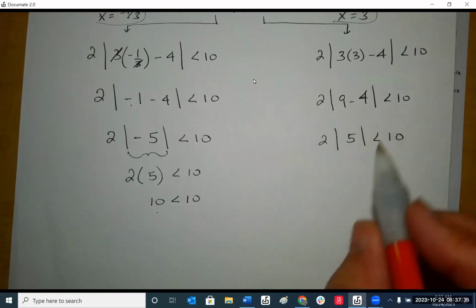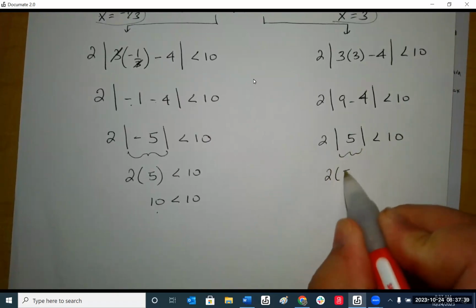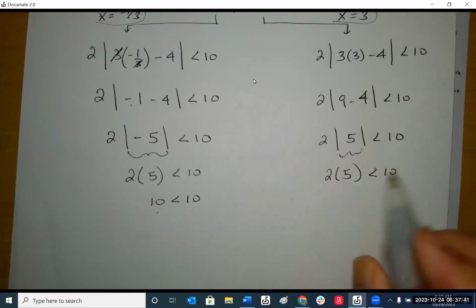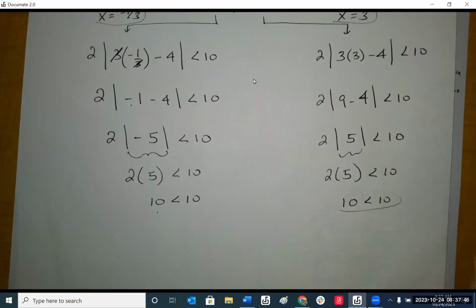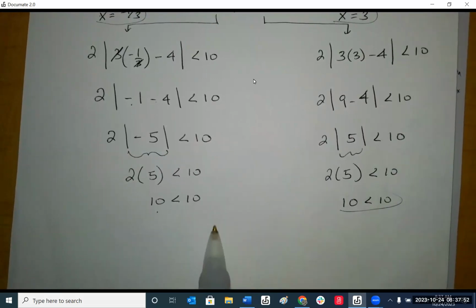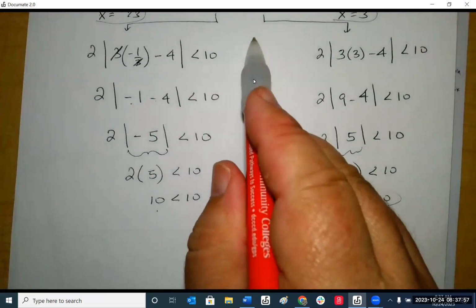That's a good sign. Absolute value of 5 is 5. So 2 times 5 is 10. That's a good sign because remember, we can't use them since it's inequality. So we know at the endpoints we can't get to them, but they will be equal to 10. So we check in the middle.